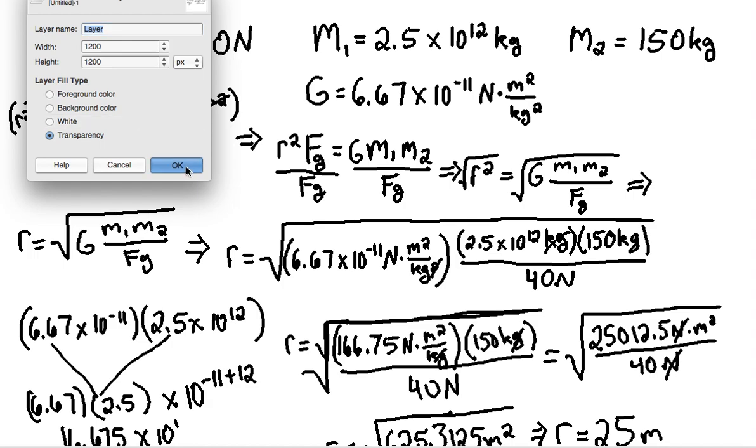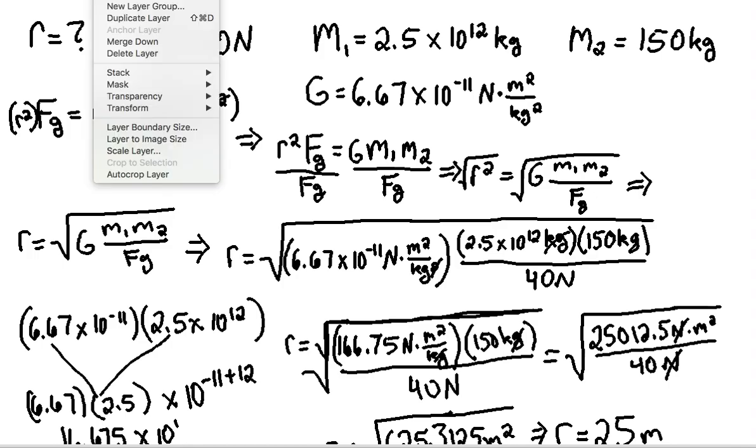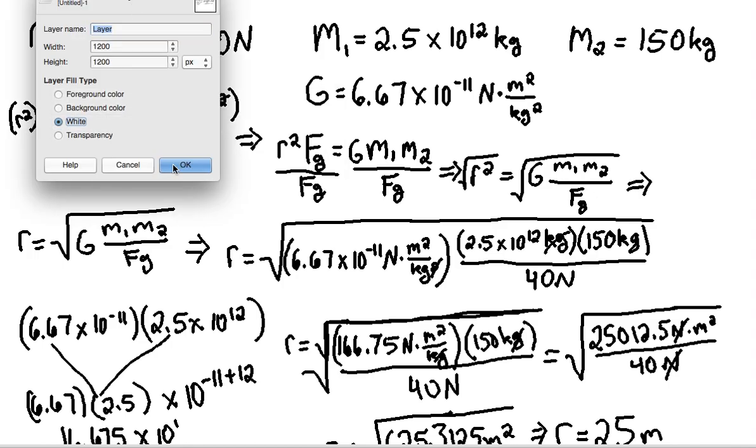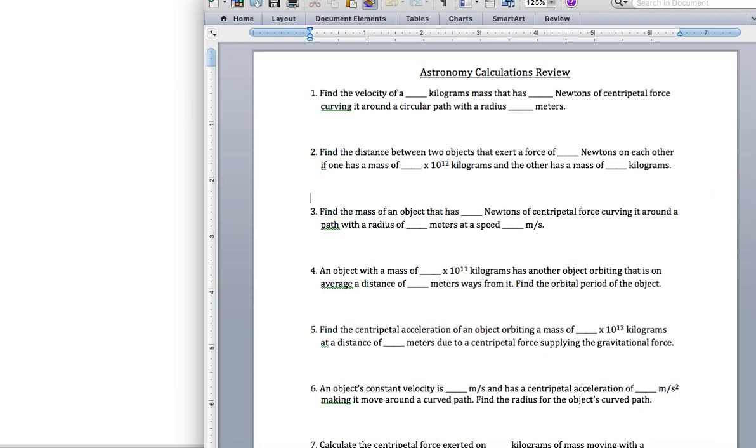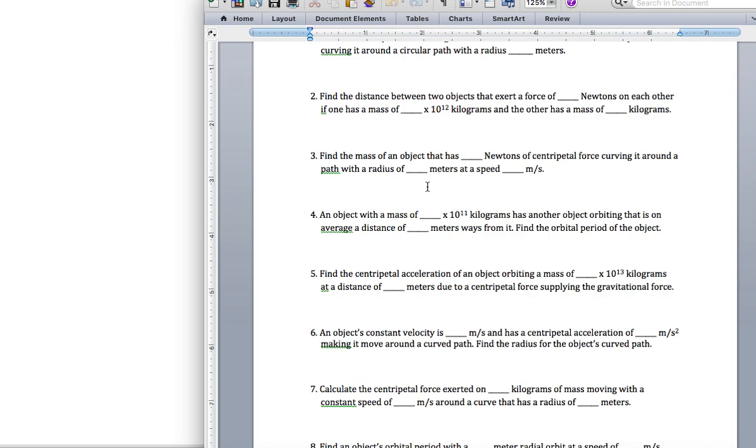Okay, let's move on. Okay, the next problem, we're not going to have to do any algebra, but the arithmetic is still pretty rough. So we're going to move on to number 4.